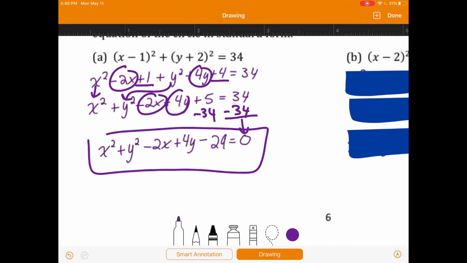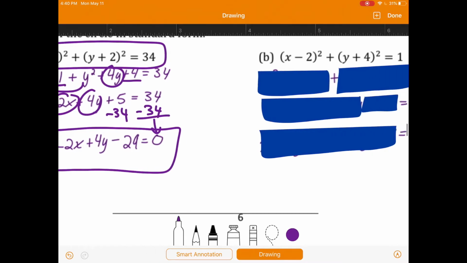Okay, so this equation down here is equal to this equation up here, it's just written a different way. So if you feel confident with that one, go ahead and try the next one.